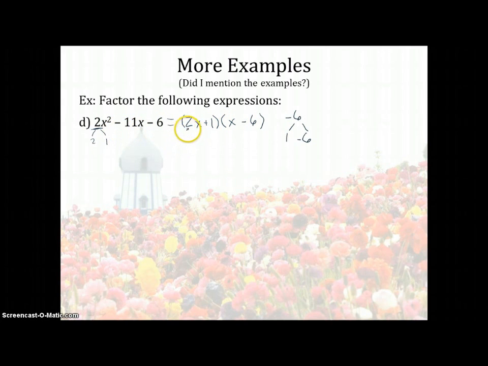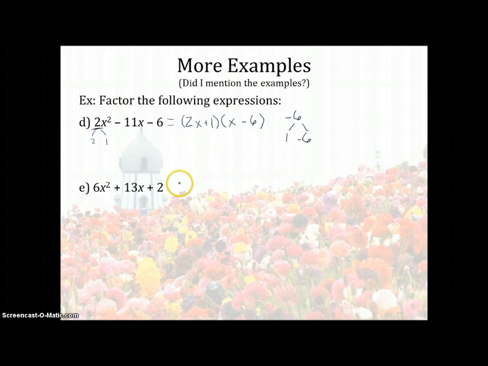So these ones take a little more thought. Remember, if you're ever worried about what your answer is, FOIL it out and double check. These ones can take a lot of guess and check work in order to solve.